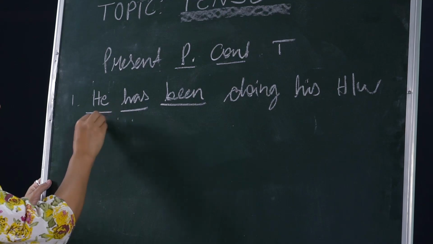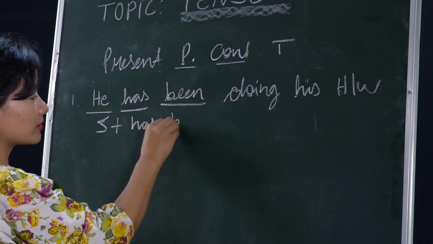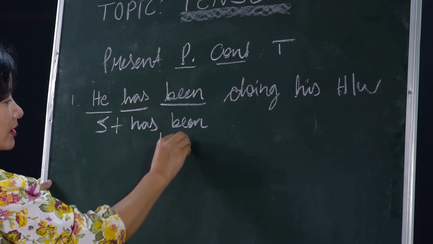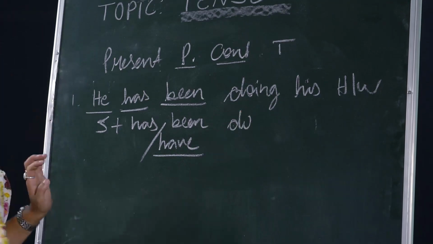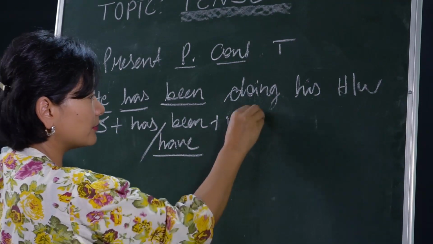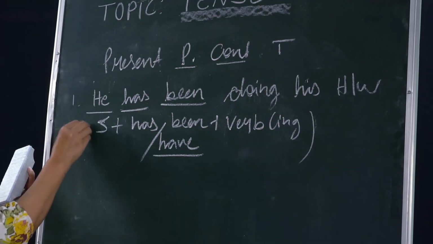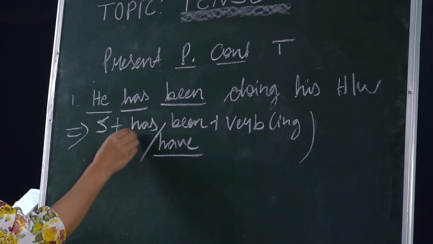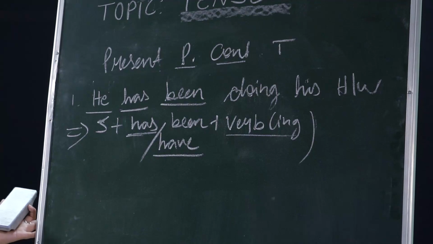So subject plus has, the be verb here, has been, or in some cases you would also have have. Then plus the verb in the ing form, and this is the structure that would give us present perfect continuous tense. How do we know it is perfect? Because we have this has. How do we know that it is continuous? Because our verb is in the ing form.